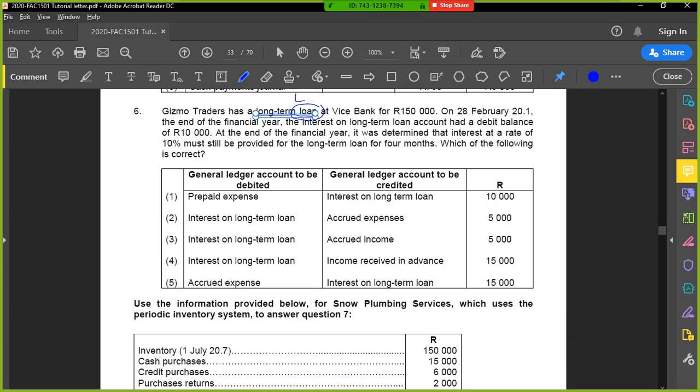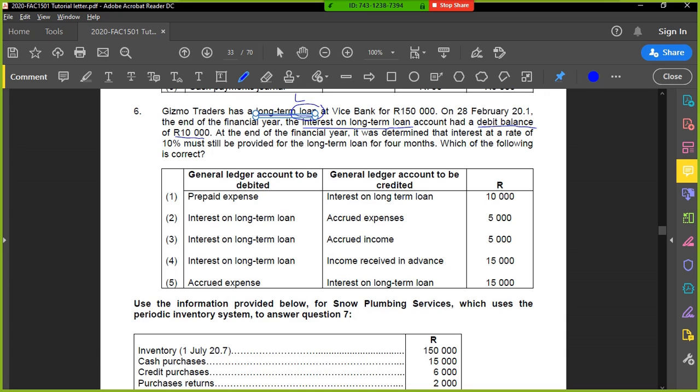Then they say on the 28th of Feb, the end of the financial year, interest on the long-term loan had a debit balance of 10,000. Interest on the long-term loan, what is that? So that's what you have to pay the bank back. Yeah, but what element would that fall under? Because that's the account. So step number 1 is to get the account. I've given you the account. I'm just testing your application. Do you know what account this is in terms of its elements?